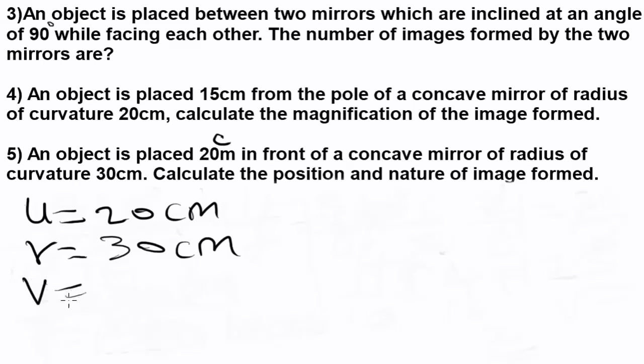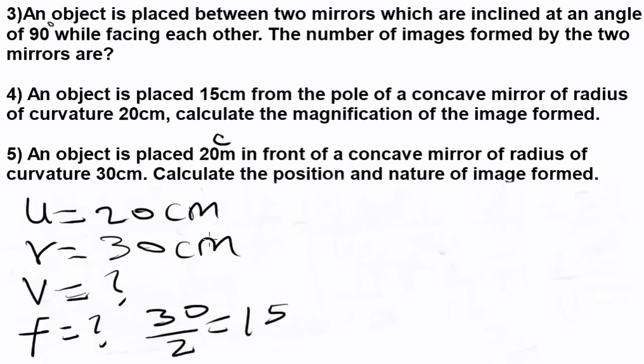We don't have the image distance, it is unknown, and we are asked to calculate the position and nature of image formed. Now to calculate the nature and position, we need the focal length and the image distance. Focal length is unknown, so to get focal length it is going to be radius of curvature divided by 2. 30 over 2 will give us 15.